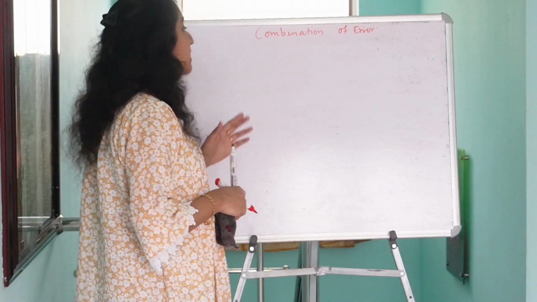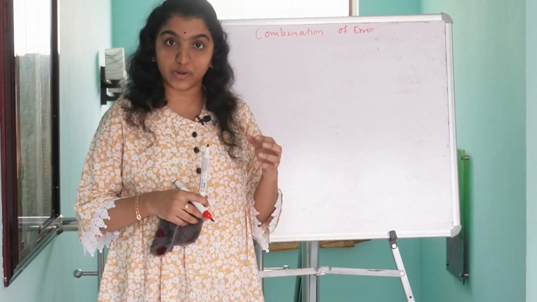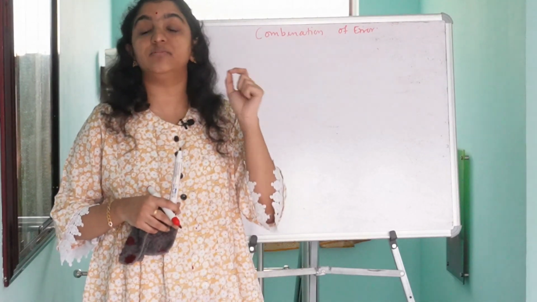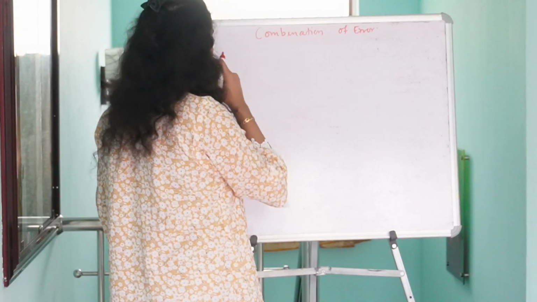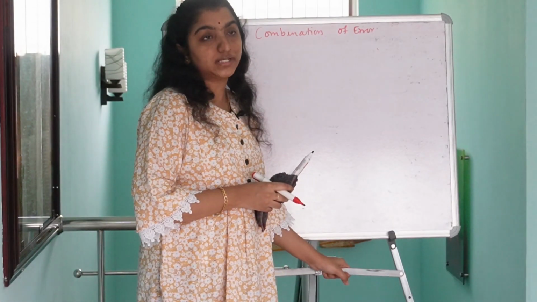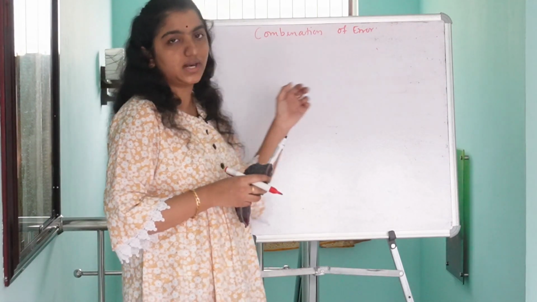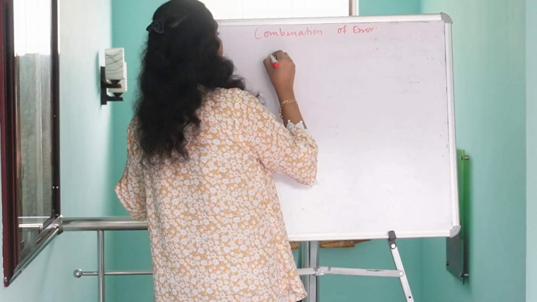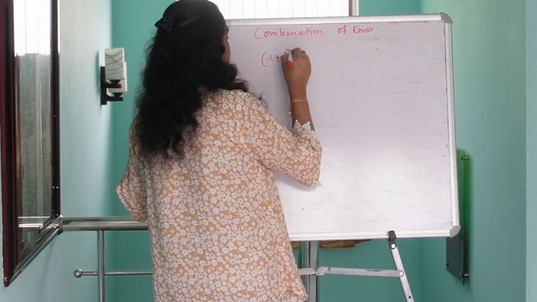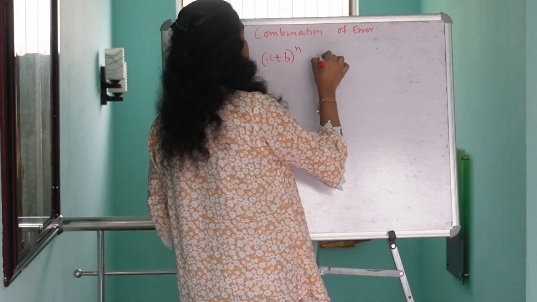We will discuss binomial expansion in detail when we are dealing with this particular chapter in the maths paper. So now let's see what the binomial equation is. If we are asked to find a plus b the whole power n, where n can be any value, what is this equal to?